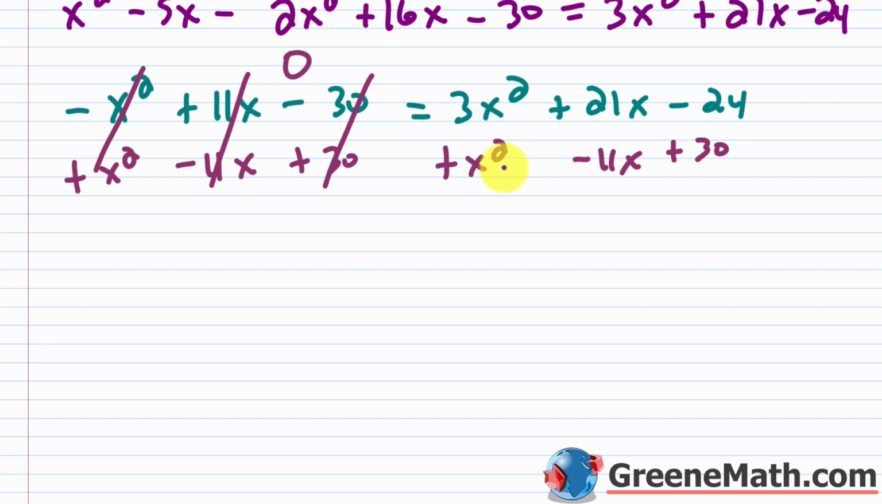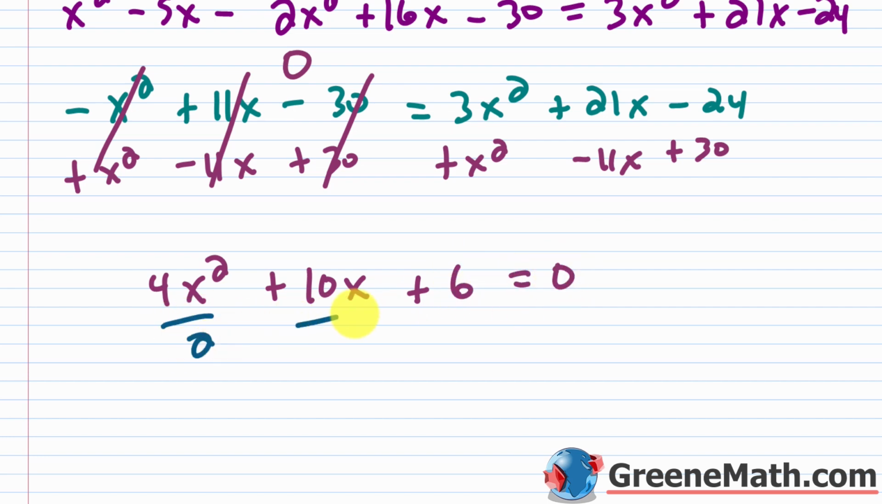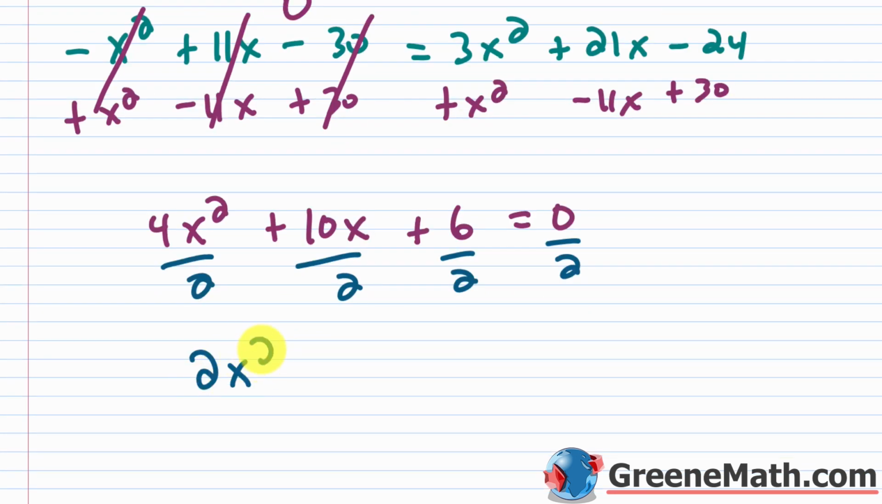And let's say that 3x squared plus x squared would be 4x squared. And then 21x minus 11x, that's going to be plus 10x. And then negative 24 plus 30 is going to be plus 6, and this equals 0. Now I can divide everything here by 2 just to make things a little bit simpler. So this would be 2x squared, then plus 5x, then plus 3, and this equals 0.